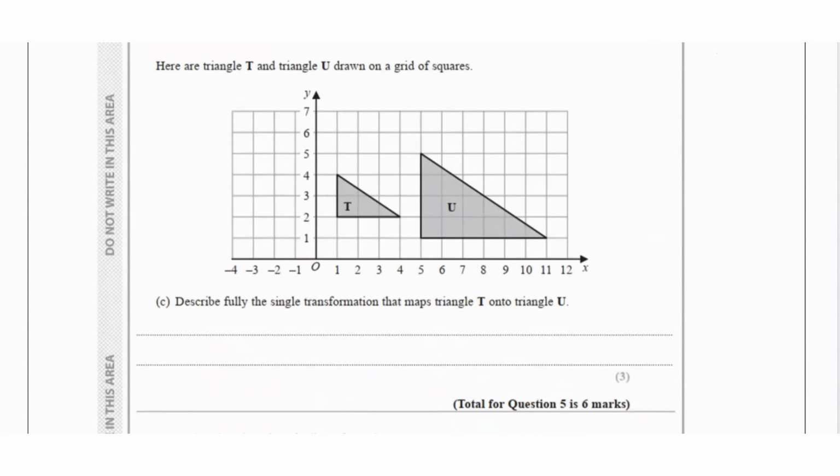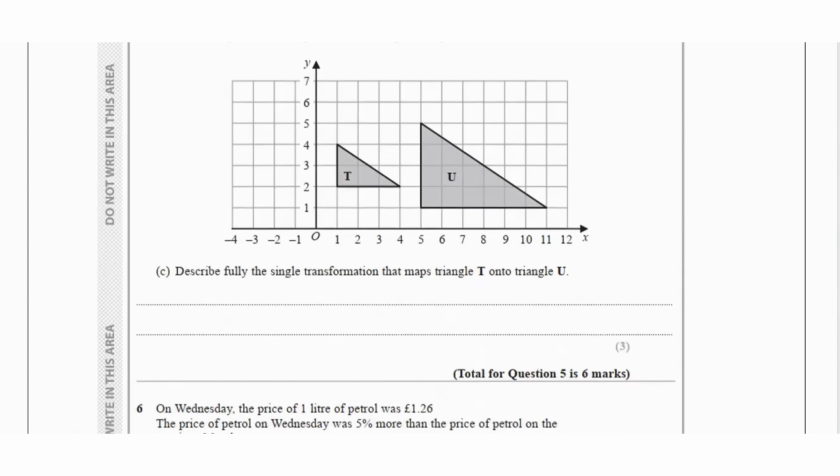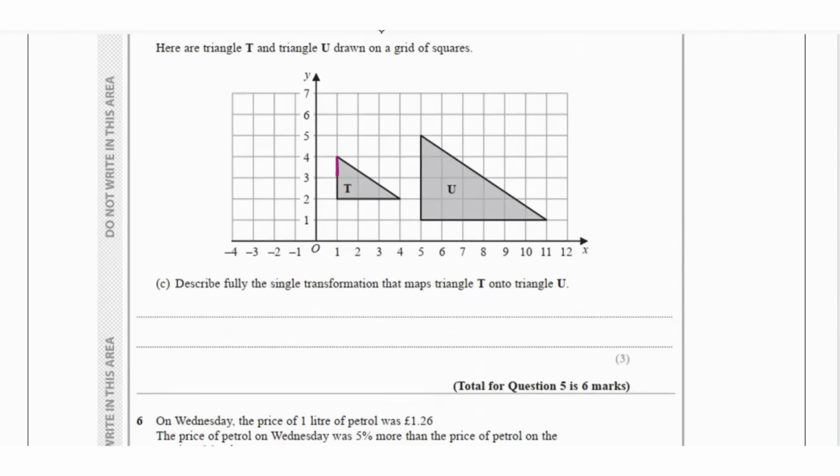Then we have one for enlargement. Here are triangles T and U drawn on a grid of squares. We have to identify the single transformation that maps T onto U. You can see it's an enlargement because the size is changing. So we have to identify the scale factor and the center of enlargement. For the scale factor, we just pick two corresponding sides and see by how much it's changing. This is 4 units, so it's going to be 4 divided by 2, which is 2. So the scale factor is 2.